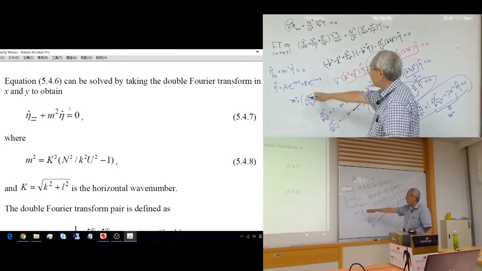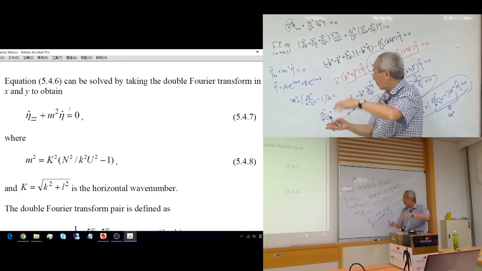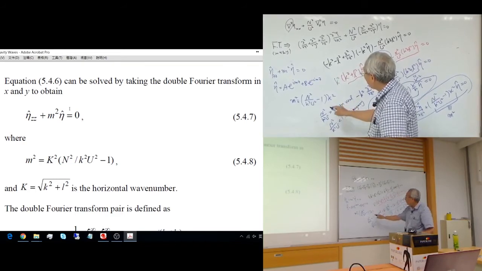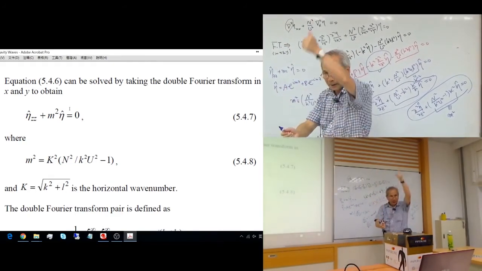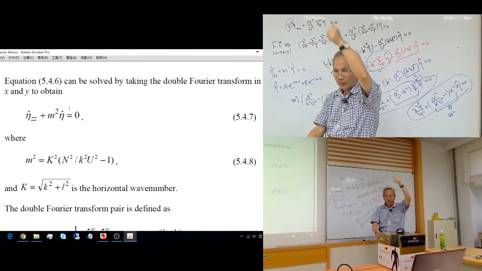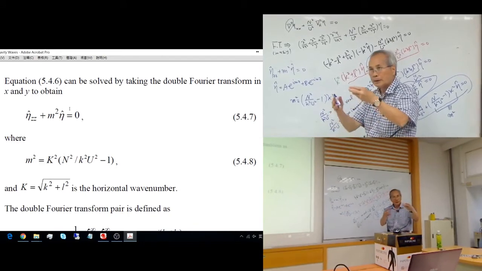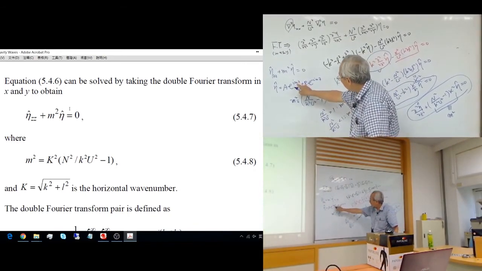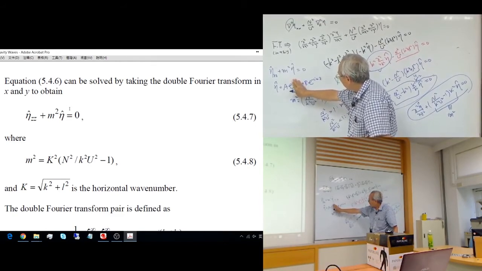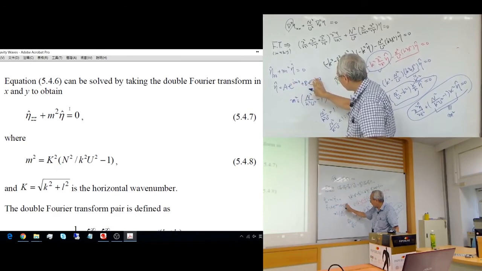And that will be like we did it before. We have two types of flow. If this is real, then this will oscillate in the vertical. That means wave energy can propagate up. That's a vertically propagating wave. If it is less than 1, then m is imaginary, and that means this will become negative n, and then we have positive n here.